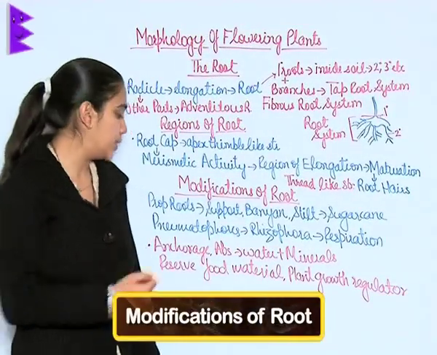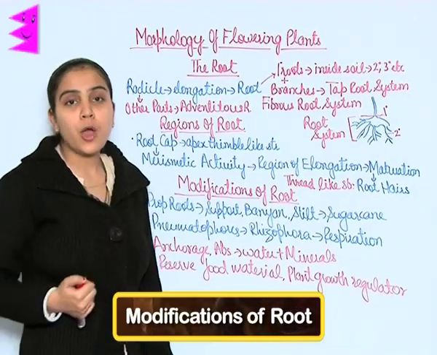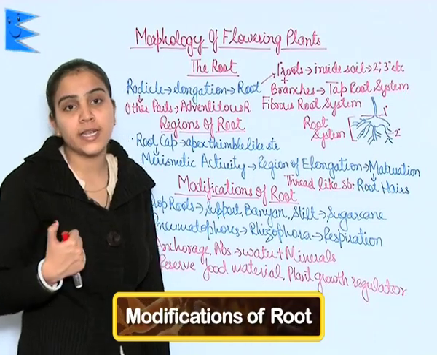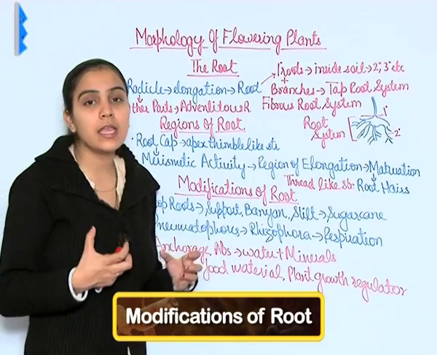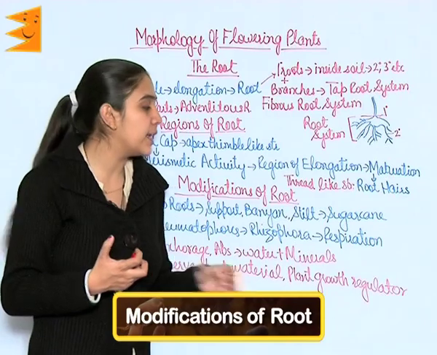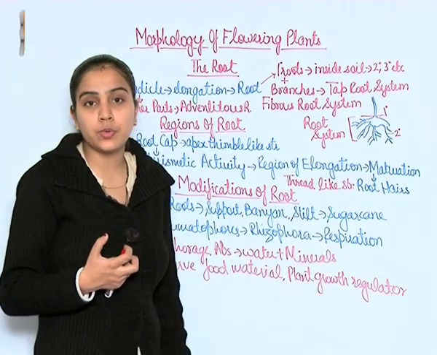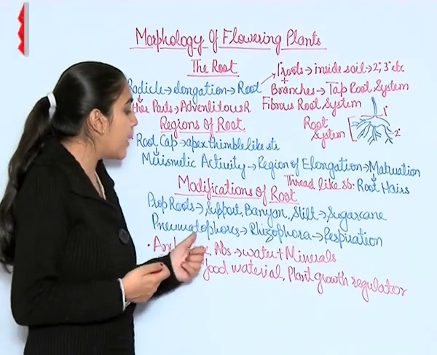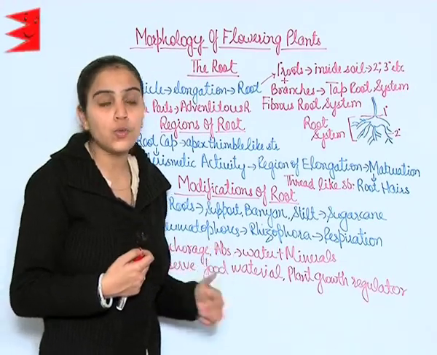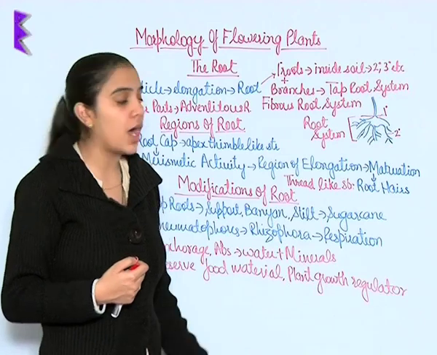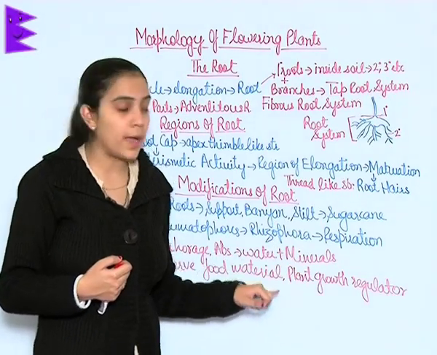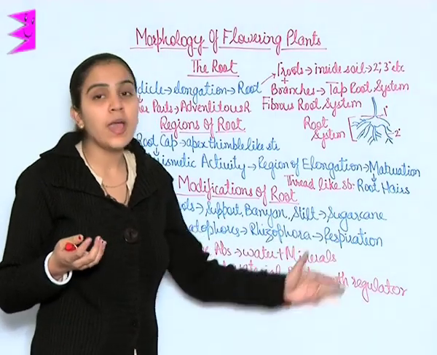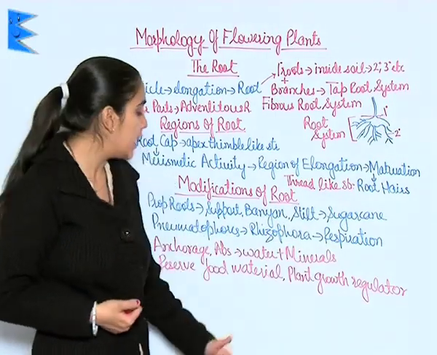Modifications of root. Prop roots. Prop roots are the roots, as you can see in the case of the banyan tree, which help in supporting the plant. Similarly, stilt roots are present in the case of sugarcane. Pneumatophores are a kind of root present in Rhizophora. Rhizophora grows in swamps, and these roots come above the soil to help in respiration.